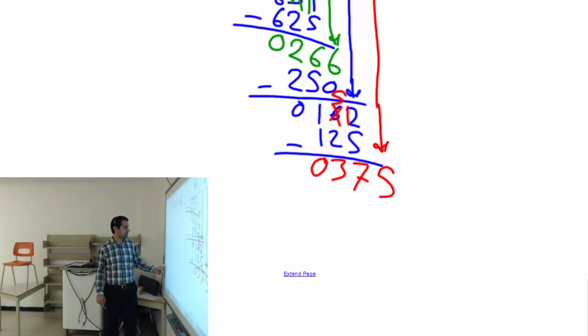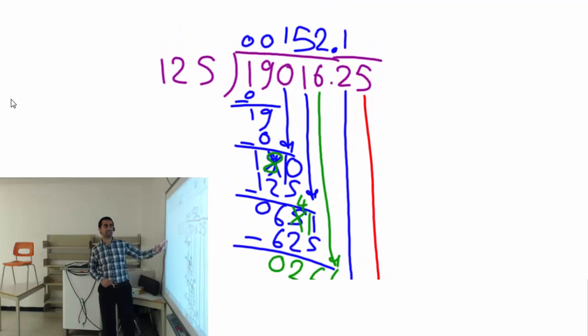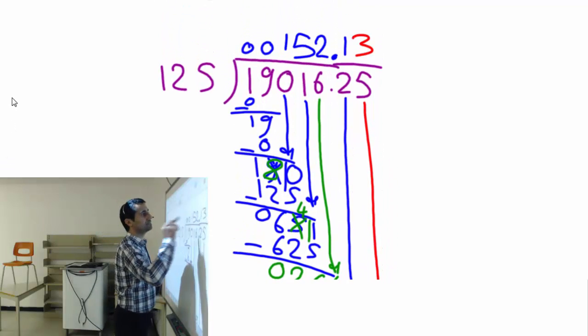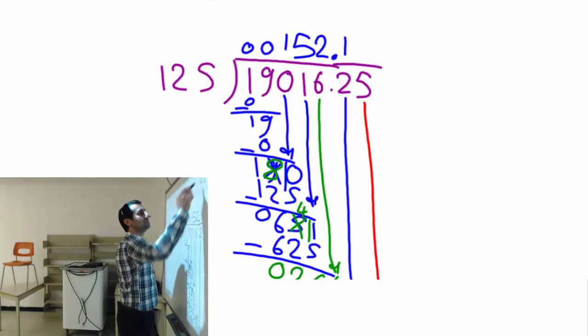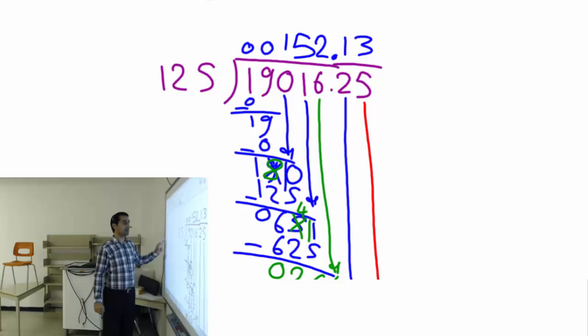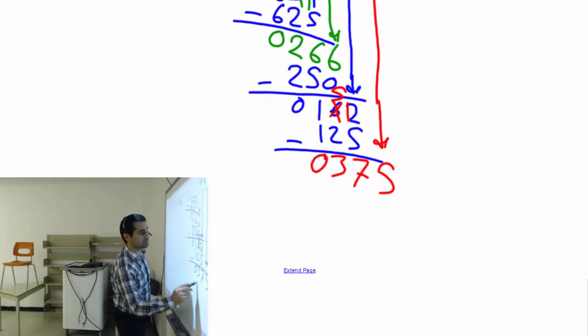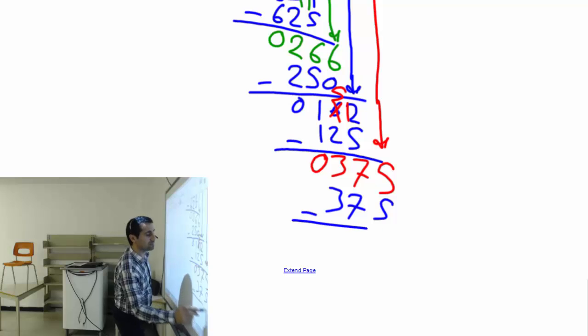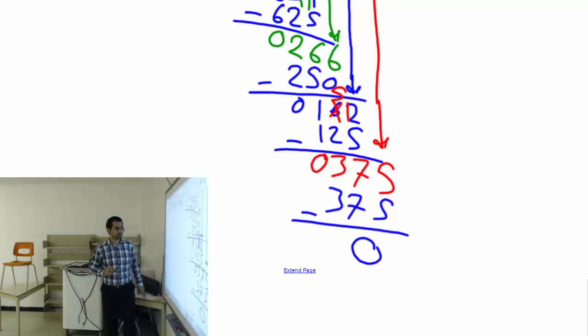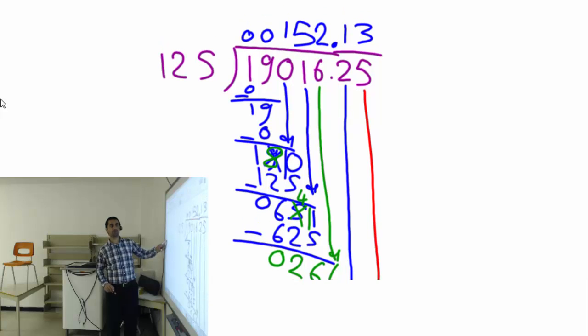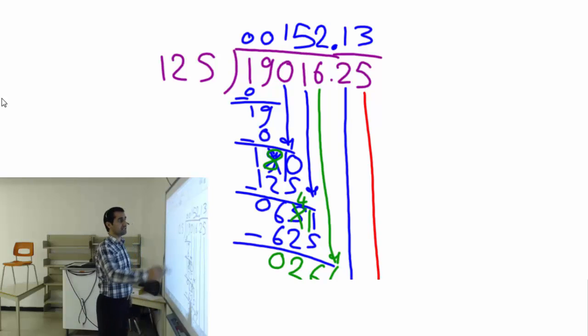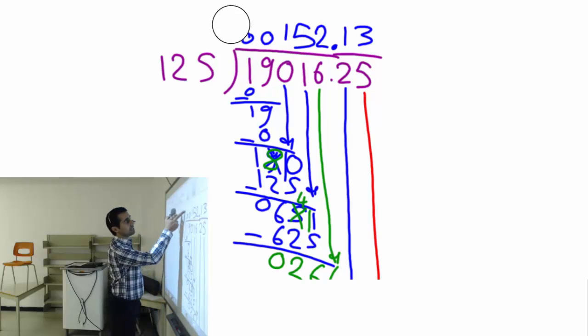375. So how many 125 do I have in 375? Exactly 3. Let's make this blue. 3 times 125 will give you 375. Subtract. No number left here, and there is no number to bring down. In front of the regular number here, 152, I got 00 that I can erase.